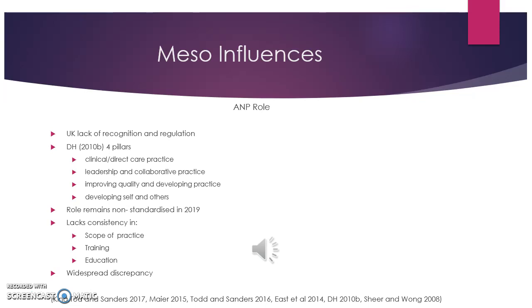AMPs now make up a large percentage of the workforce within general practice, but the role is yet to be standardised through regulation. Standards comparison suggests nurses have continued to adapt in response to NHS needs. However, the role has lacked consistency in scope of practice, training and regulation. This has led to the role being developed opportunistically, causing widespread discrepancy in practice.